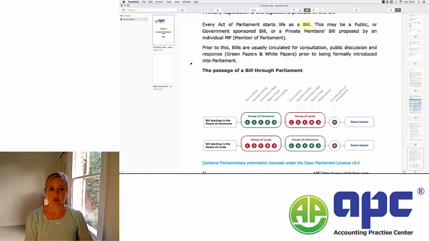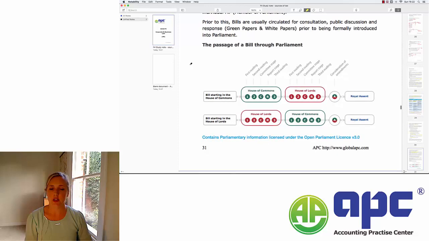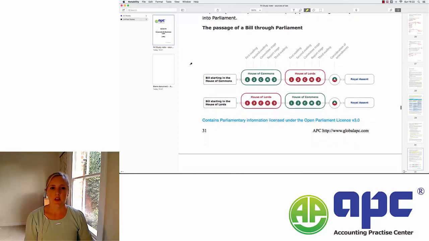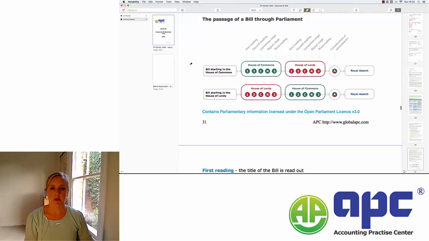This diagram in your notes is a very, very good example of this very convoluted passage of a bill through Parliament.